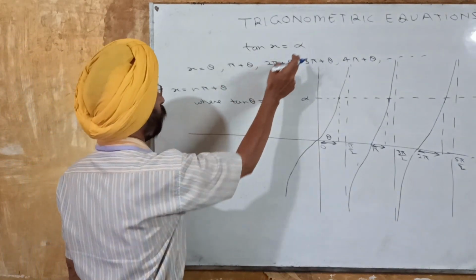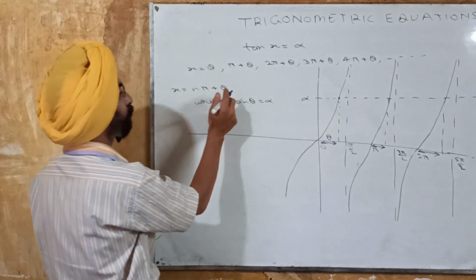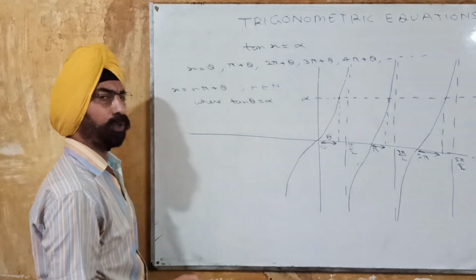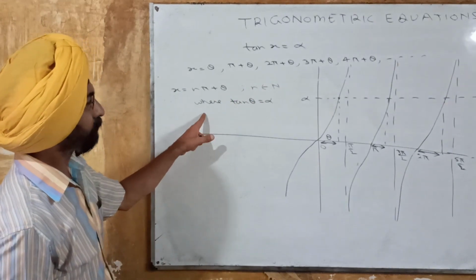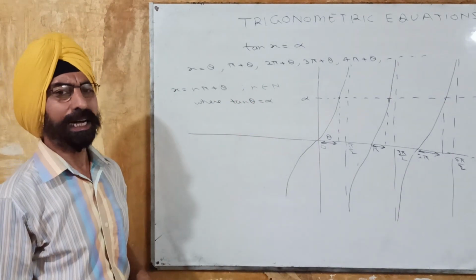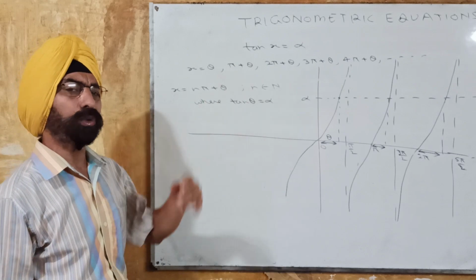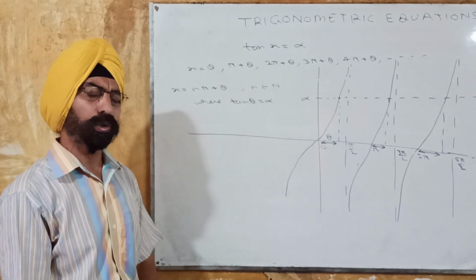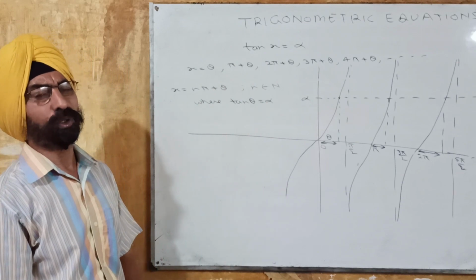When tan x is equal to alpha, then x is equal to n pi plus theta for every n belonging to the set of natural numbers, or you can say for integers, where tan theta is equal to alpha. So these are the general solutions if you are given sin x is equal to alpha, or cos x is equal to alpha, or tan x is equal to alpha.